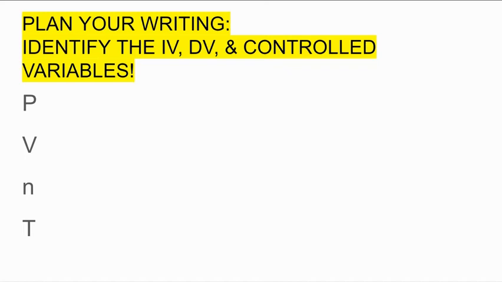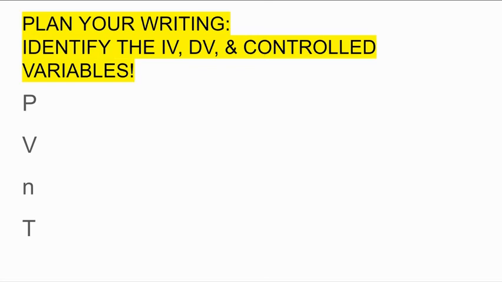And then I'd like you to take a minute to plan your writing. Identify the independent variable. What did you purposely manipulate and change in this lab? What was your dependent variable? What responded to that change that you measured? And finally, what were your controlled variables? What did you intentionally keep controlled and constant throughout the experiment?